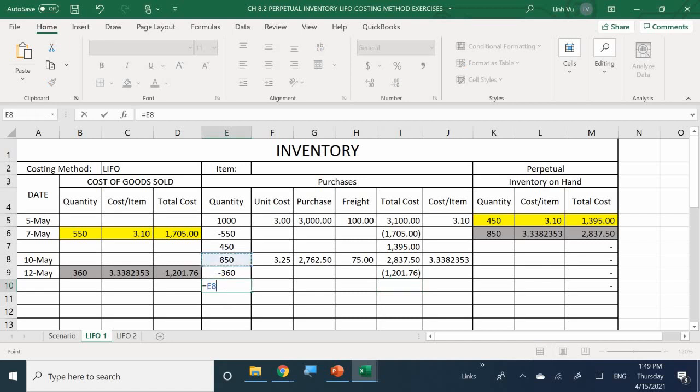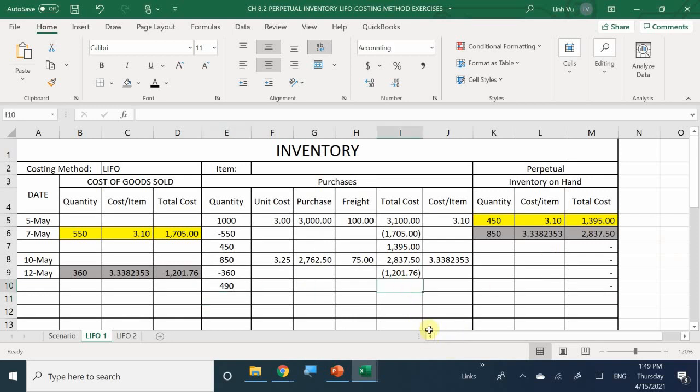So what is 850 plus 360? I'm sorry, minus 360. 490. All right. And then last but not least, if I started out with 2837.50 minus my 1201.76, how much should I have remaining? 1635.74. So once again, now that I completed my calculations in the middle, I'm going to go over here and take away from the gray batch.